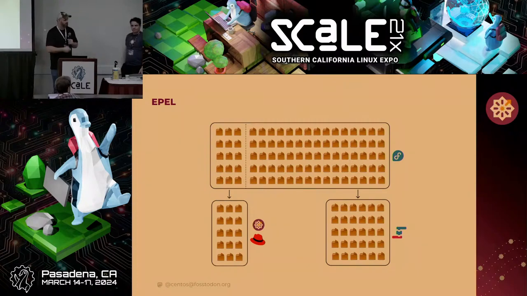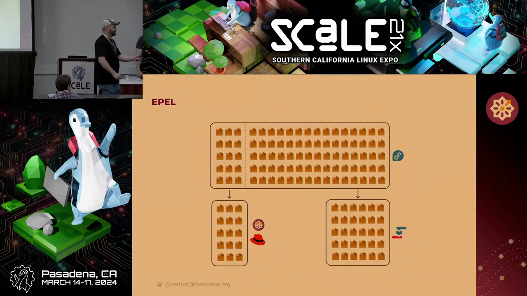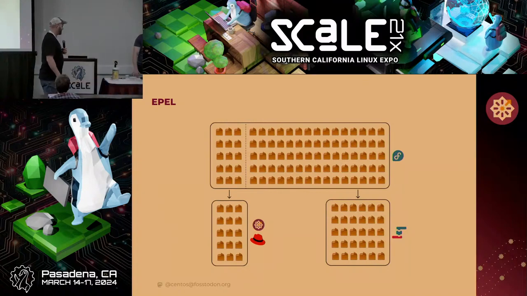Is it meant to be a supplement to RPM and YUM or just specialized for packages? Just repeat the question. So EPL is RPM packages, 100%. Supplement, I would still say it is a supplement because they're designed, in the name, Extra Packages. They're additional RPM packages for RHEL and CentOS, things that aren't in the base distribution.